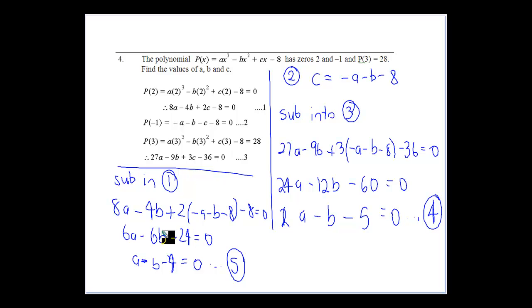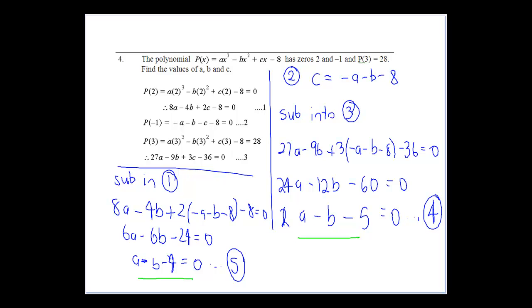So what we're trying to do here, we're manipulating the 1. So we've got an equation now in a and b, which I'm going to call 5. By substituting the 3, we're able to get down to an equation in a and b, which we'll call 4. Now we've got 2 equations in a and b. We can start to solve them simultaneously.